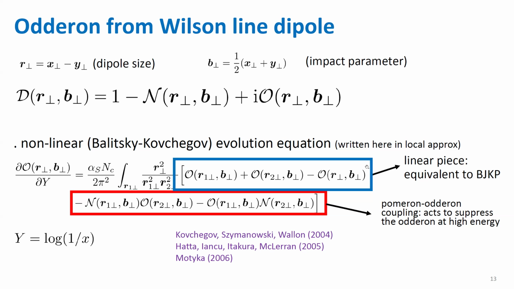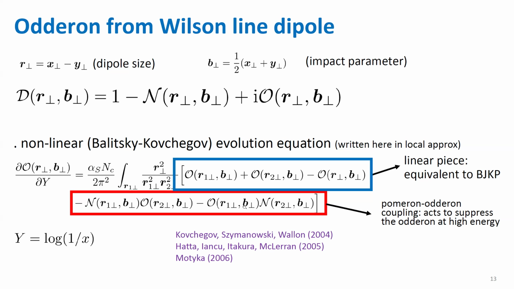This first linear piece is exactly equivalent to the BJKP equation, and therefore it will give you a constant Odderon at asymptotically high energies. However, there is an additional piece coming from the Pomeron-Odderon couplings, and the simple way to understand why this piece is here is that in this framework you don't count gluons. It means that 3 gluons is Odderon, but also 5 gluons can be Odderon, and 7 gluons can be Odderon, and so on. So then you have these extra terms.